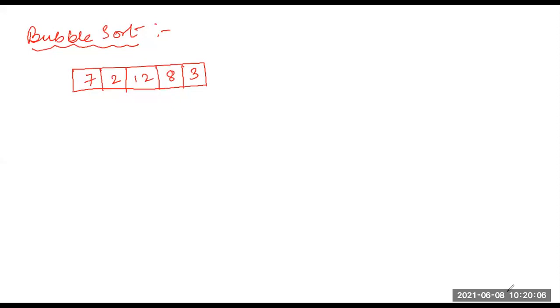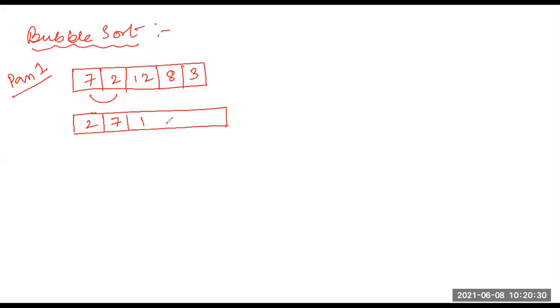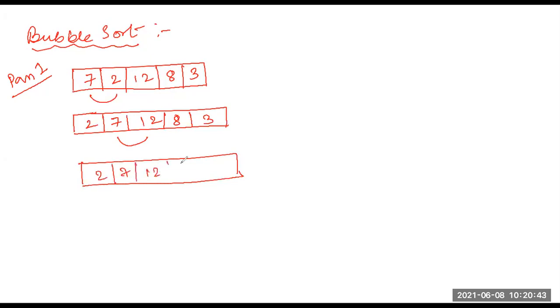We compare each and every pair of elements starting from the first location. So this is pass 1, the first iteration. We will compare 7 and 2. Between 7 and 2, 7 is the larger one, right? If 7 is larger, then it will be interchanged. It needs to go towards the last. Then we will compare 7 and 12. 12 is the larger one and it is at the right position between the two.